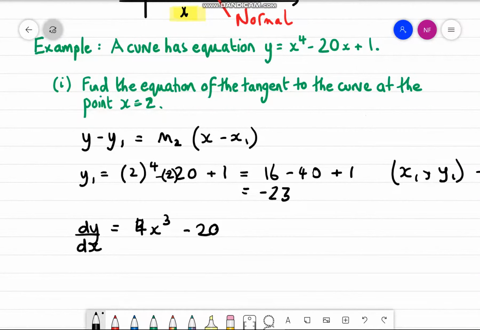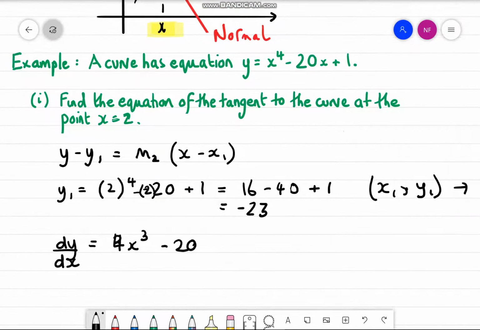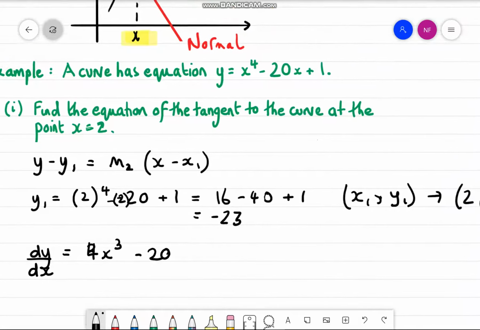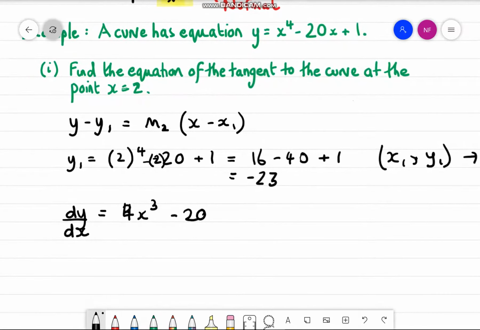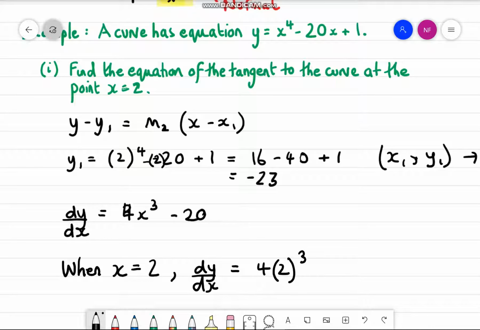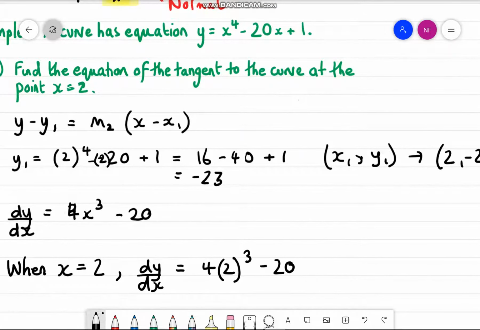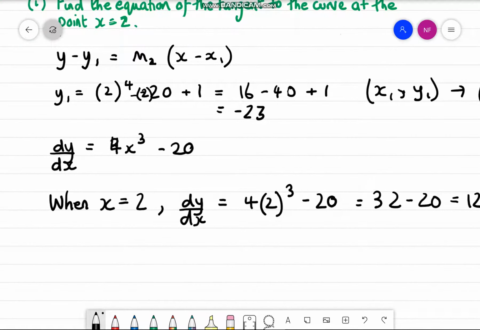To find dy over dx, i.e. the gradient at x equals 2, you simply input the x value into the dy over dx. So when x equals 2, dy over dx is equal to 4 brackets 2 to the power of 3 minus 20, which we can say is equal to 32 minus 20, i.e. 12. So we now have m2 and we have x1, y1. So we can just input into our formula at the top to find the equation of the tangent.